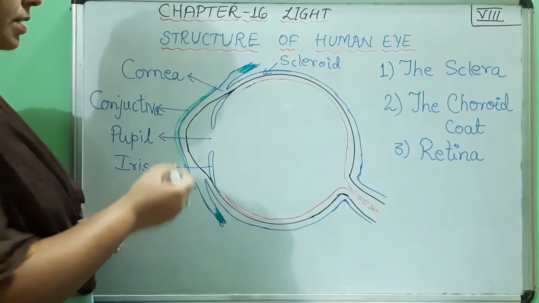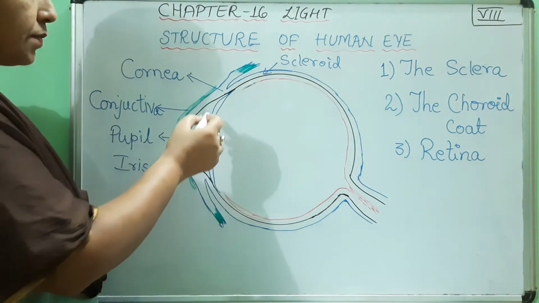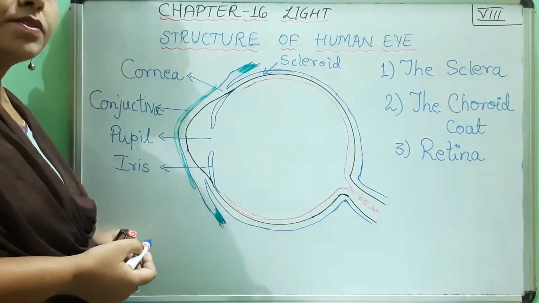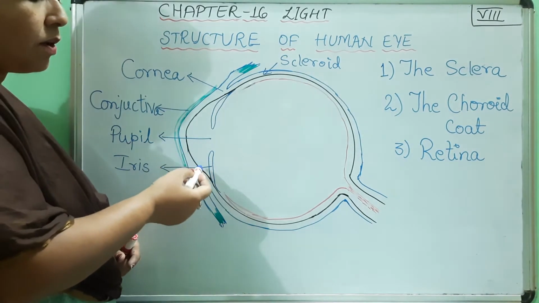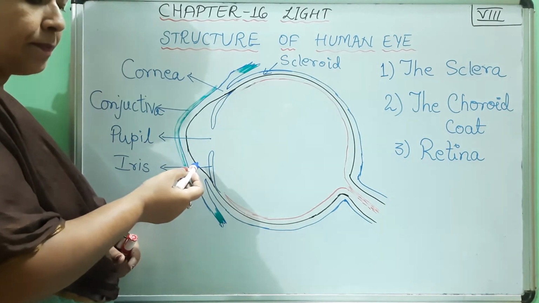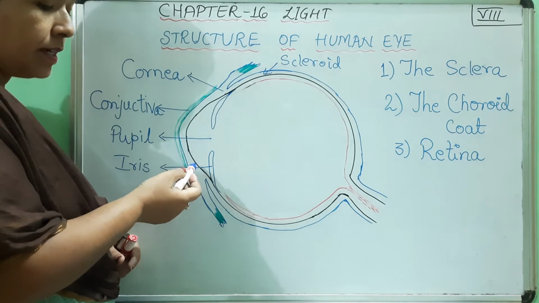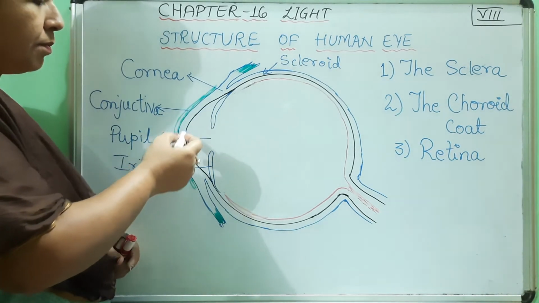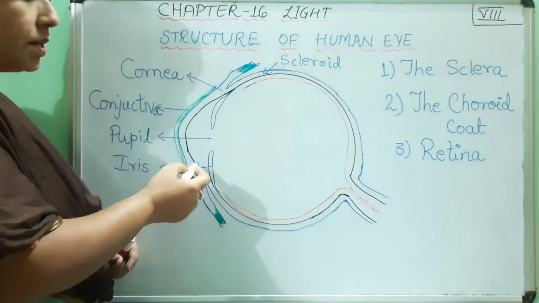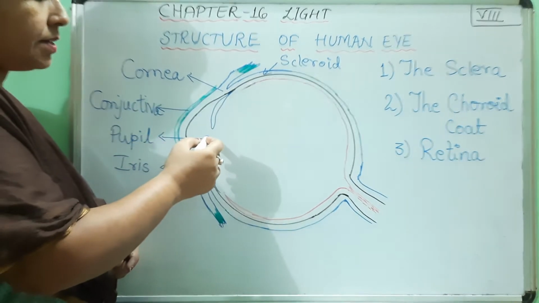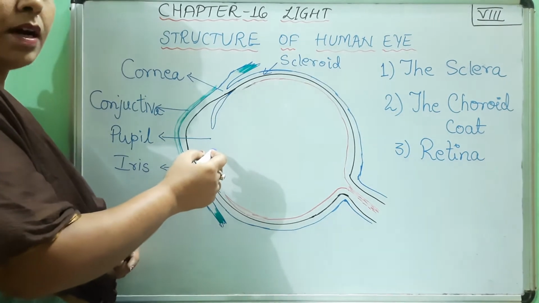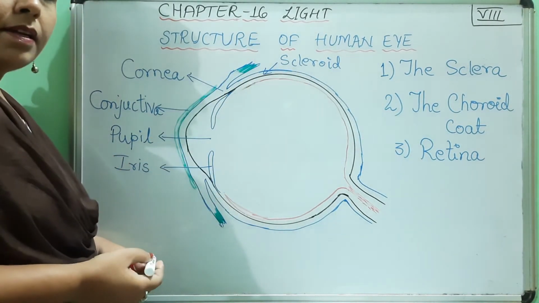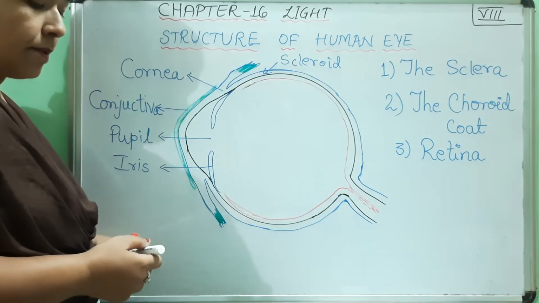In between, this portion is filled up with a jelly-like fluid that is transparent, and we call it aqueous humor. Aqueous humor basically helps to bulge this cornea out and to focus the light entering inside the eye to the pupil so that the light can enter into the internal part of the eye.